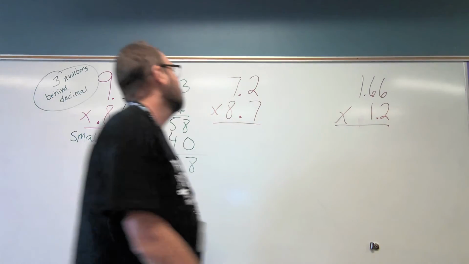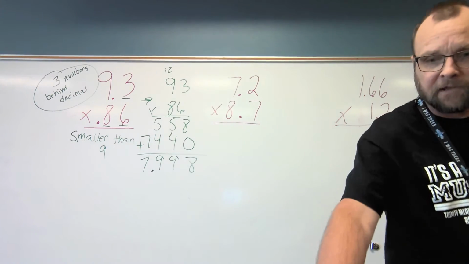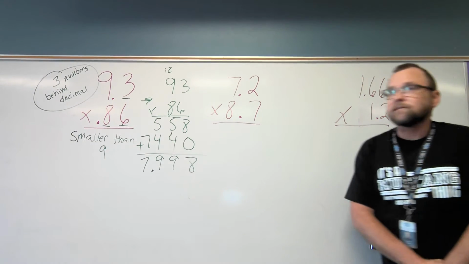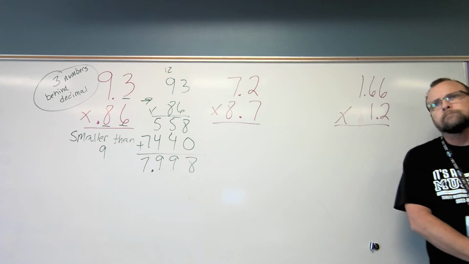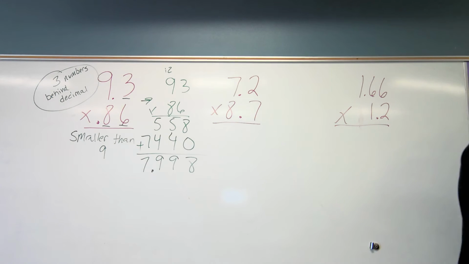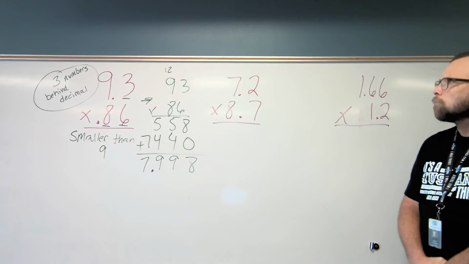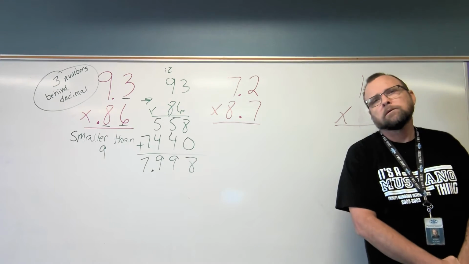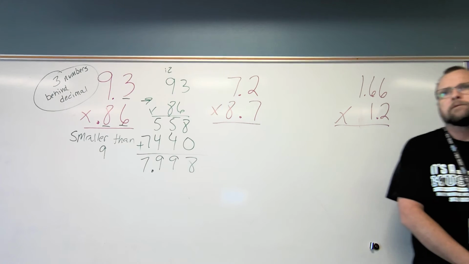All right. We have 7 and 2 tenths times 8 and 7 tenths. Ryan, give me an estimate for this. Look at the whole numbers. What are my whole numbers? 7 and 8. What's 7 times 8?